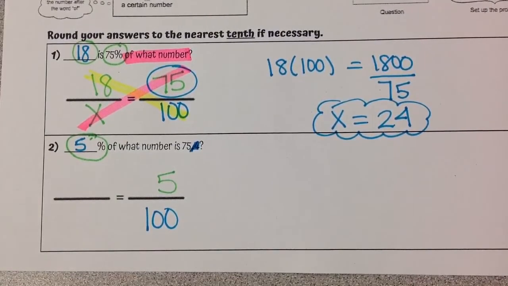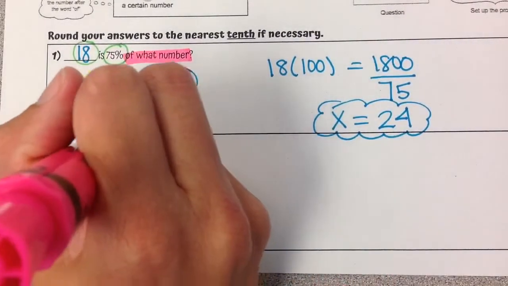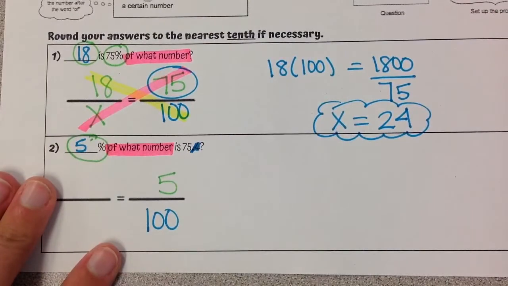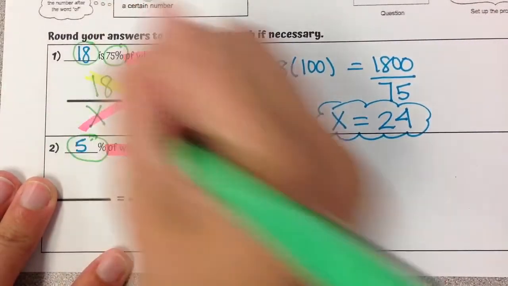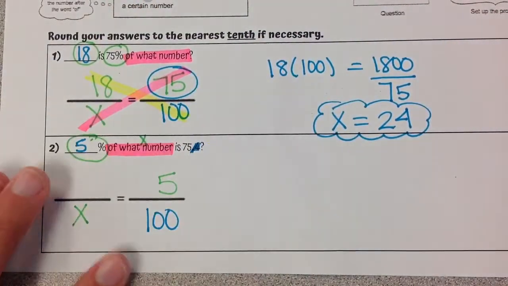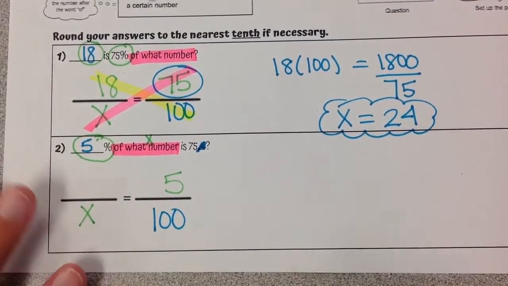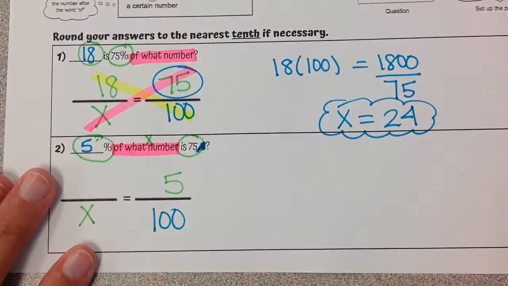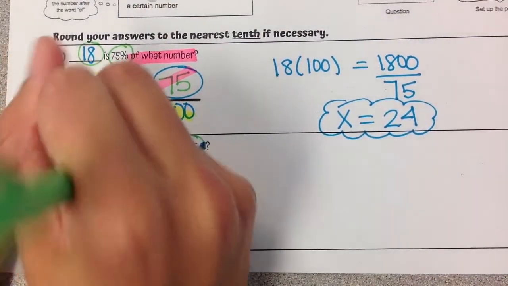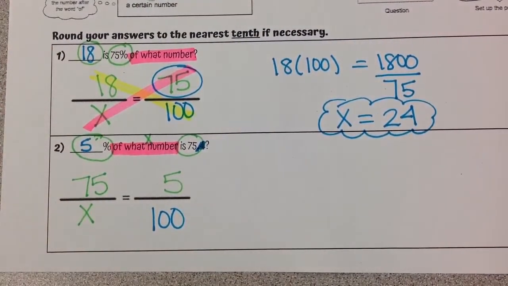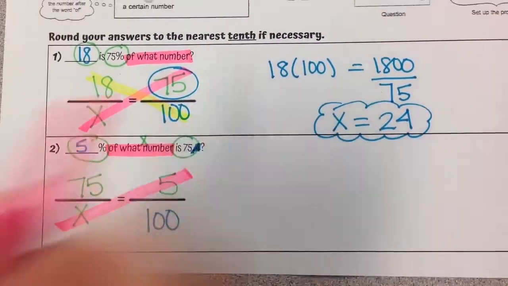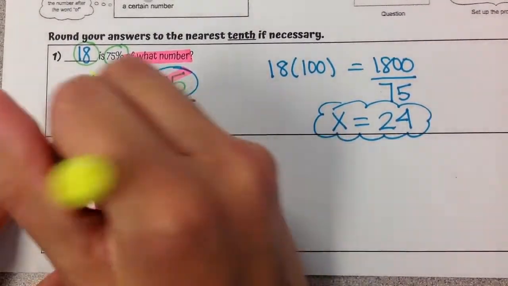Third part, we're going to highlight the whole. So what comes after the word of? It says of what number. That means it's our unknown. It's our variable. The whole goes on the bottom. And then the last part, circling the part. So is 75, 75 is our part. Now we've got a proportion we can solve.